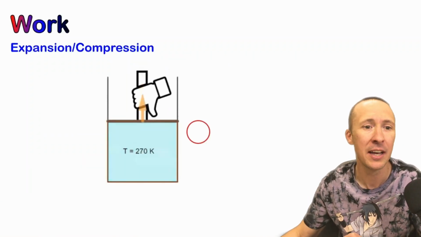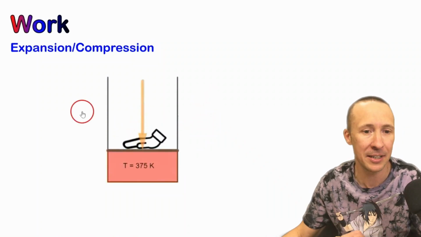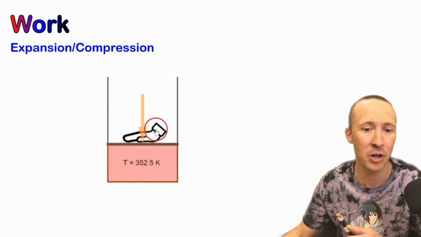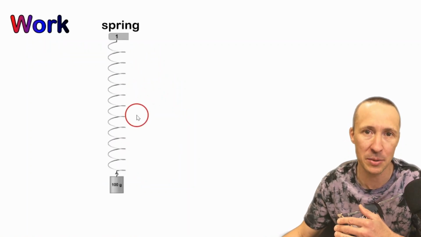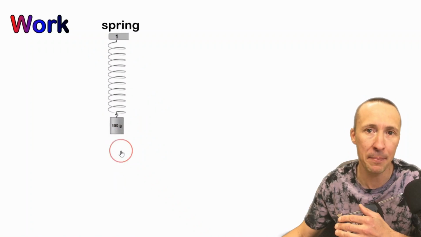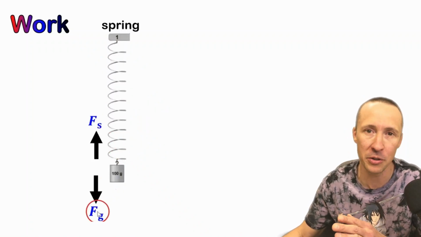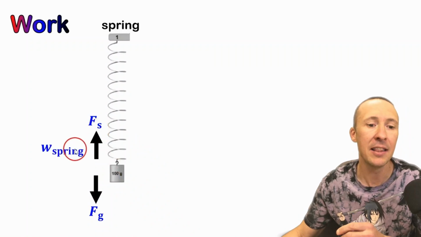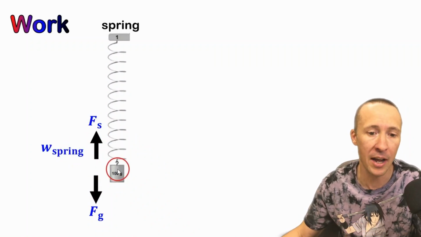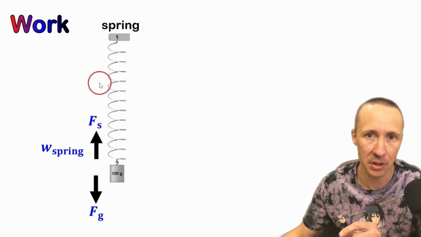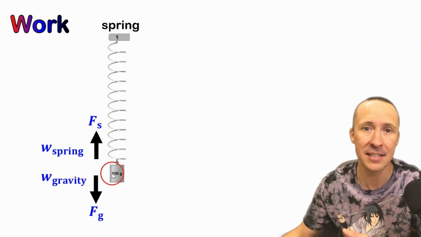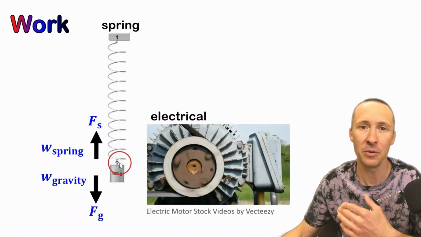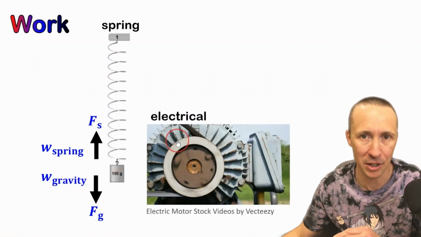There's many different types of work. If you're in thermodynamics, you're used to mostly expansion and compression work, where we have usually atmospheric pressure or some pressure that's expanding or compressing a gas. There's also work being done due to a spring. And as this mass bobs up and down, there's two different forces. There's the force due to gravity and the force due to the spring. The spring is doing work on the mass as it tries to pull it up in this instant. And gravity is performing work on the mass as it tries to pull it down. There's also electrical work and many, many different types of work.